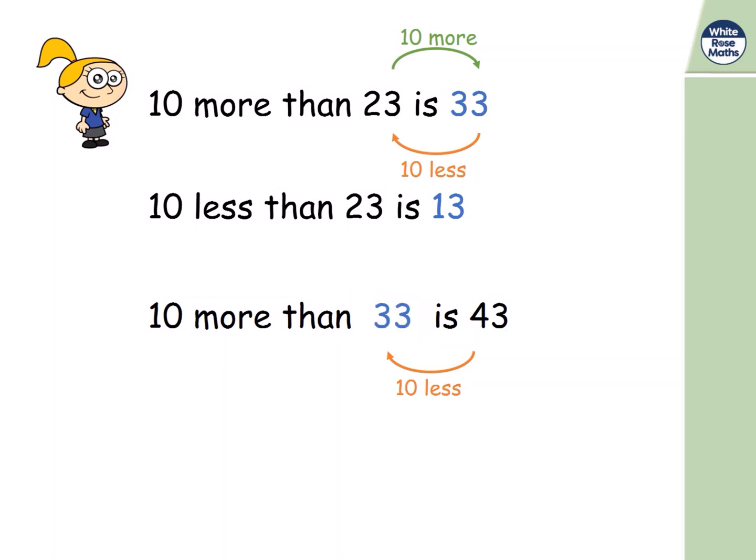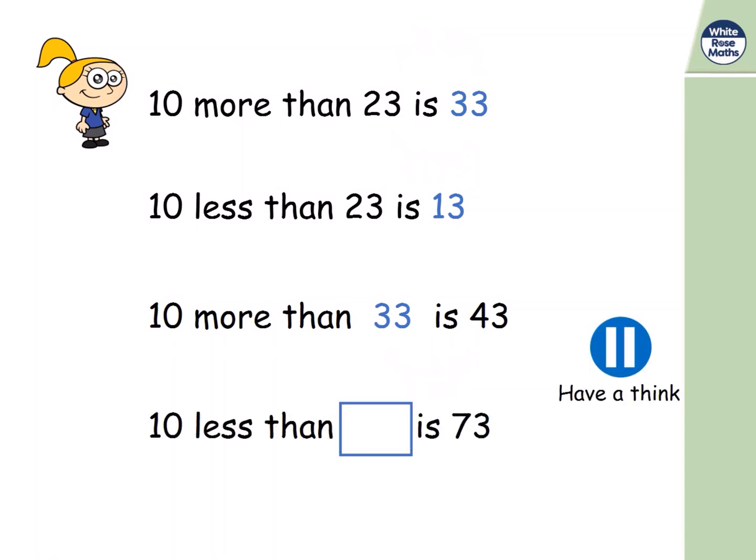33. Let's just read it to check it makes sense. 10 more than 33 is 43. Yes, that does make sense. Okay, what about this one? 10 less than something is 73. So this isn't the same as the one before. This is 10 less than something is 73. Pause the video to have a think.